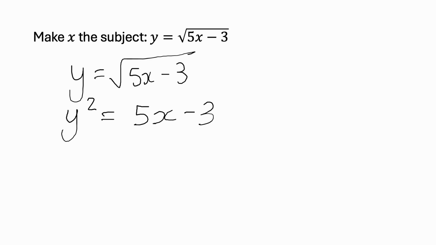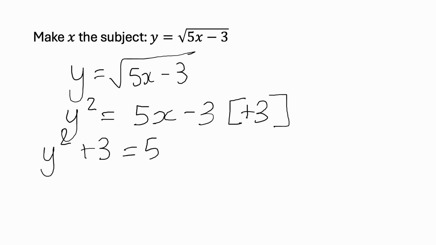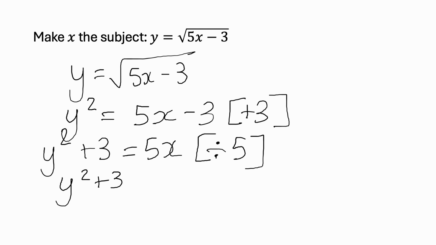We need to eliminate that minus 3. So the opposite of subtracting 3 is adding 3. So we do that to both sides. We get y squared add 3 is equal to 5x. And then from there, we want to know what x is, not what 5x is. 5x is the same thing as saying 5 times by x. The opposite of timesing is dividing, so we're going to divide both sides by 5. So we get y squared plus 3 all over 5 is equal to x.